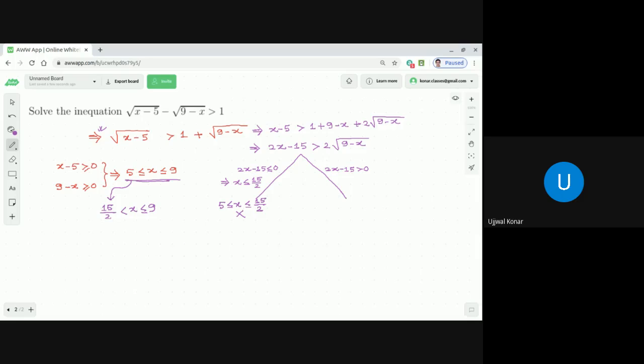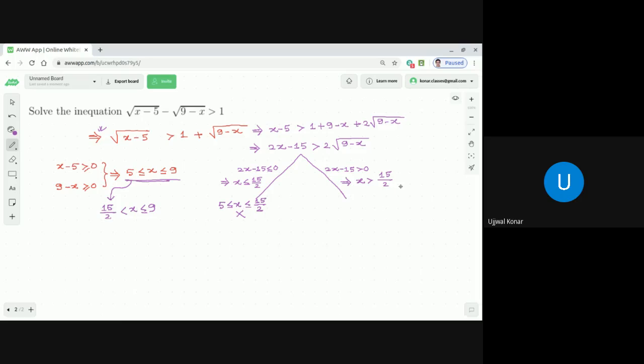Now, let's proceed further. What we have achieved so far is that whatever our solution is, that solution set has to be between 15 by 2 and 9, excluding 15 by 2 and including 9. That's why there is 15 by 2 less than x less than or equal to 9. Now let's concentrate on 2x minus 15 is greater than 0, the right hand side. So from here what we see, dear students? We see x is greater than 15 by 2.